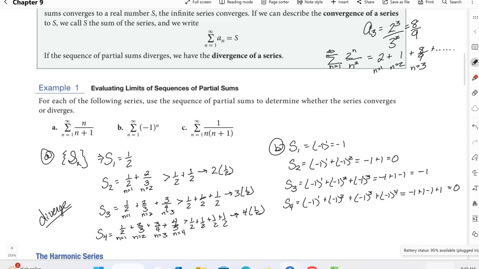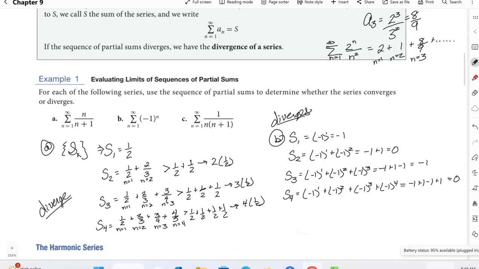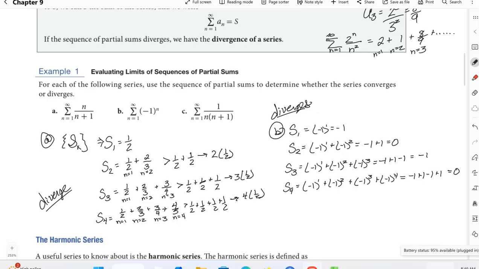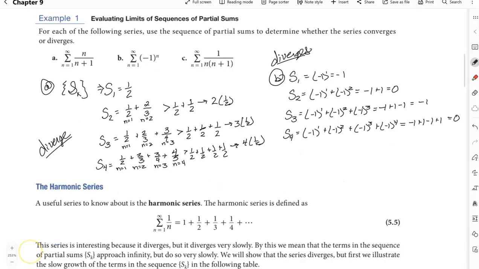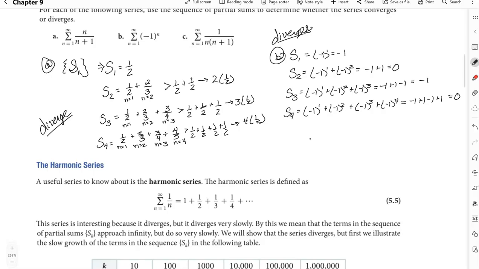So if we're adding an infinite number of terms together, the question becomes, well, where am I stopping? Am I stopping on an even or am I stopping on an odd? Because I'm either going to get 0 or -1. Well, if I'm adding an infinite number, I'm not stopping. So I'm always bouncing back and forth between those two sums, which means this diverges. And then let's look at part C.